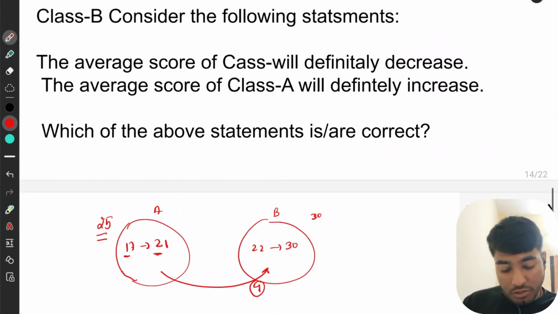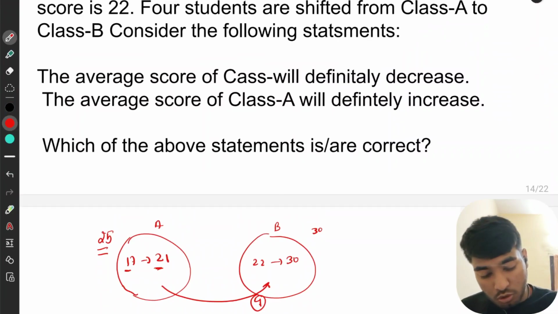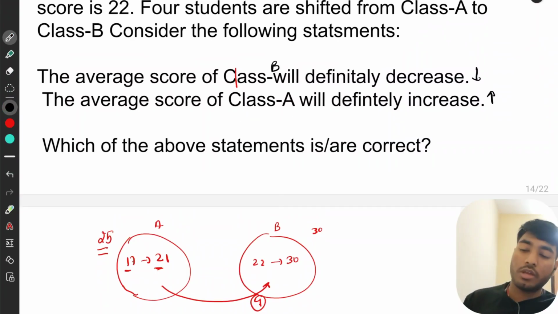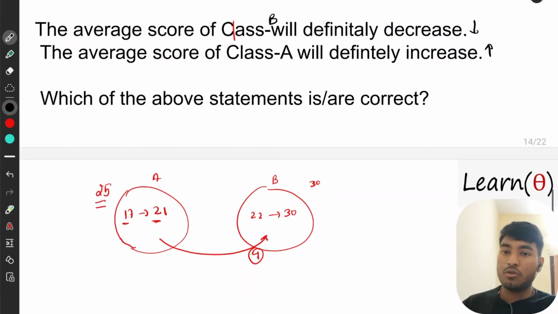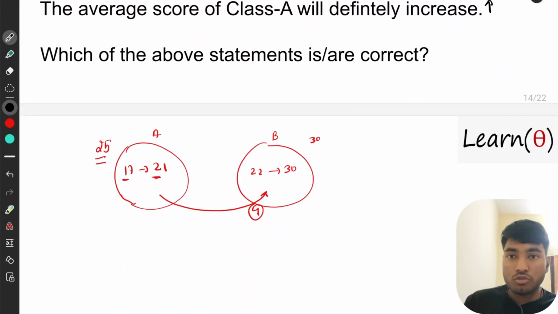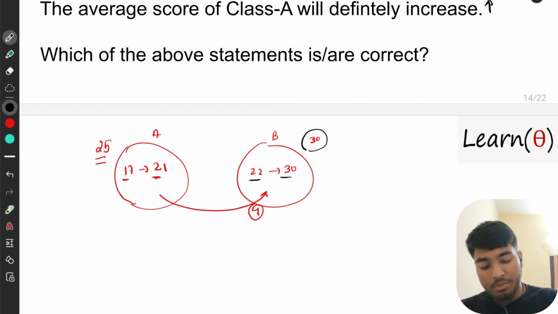Now you have to tell which statement is correct. The average score of class B will definitely decrease, or the average score of class A will definitely increase. Let us check this. Hear it out carefully. Earlier, the average score here was with scores from 22 to 30, and almost 30 people were present.